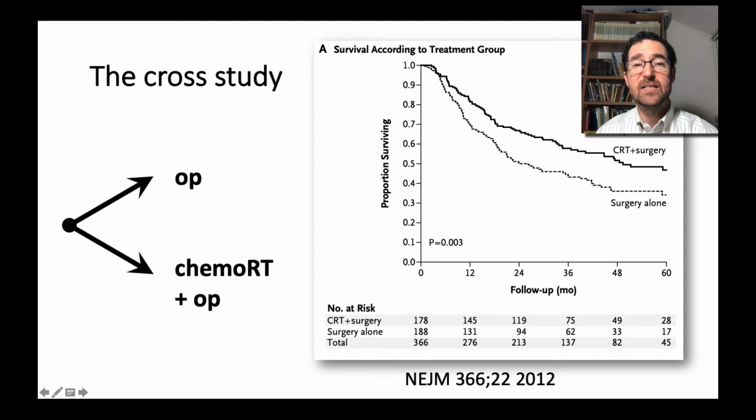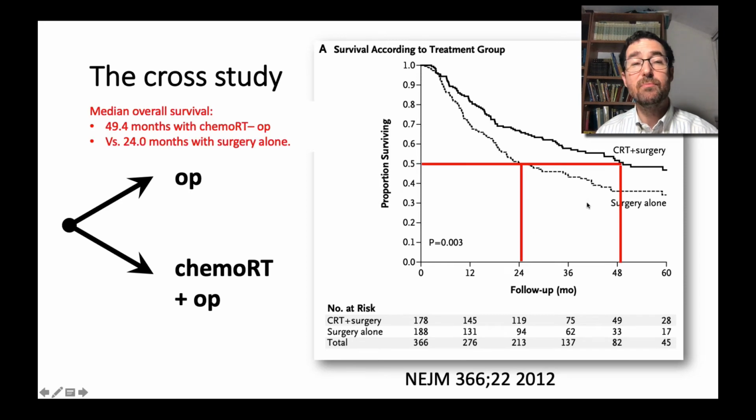The heavy black line is the experimental arm, the chemoradiation, and the dotted line is surgery alone. Here you can see in terms of median survival, and you read that by looking at the 50% figure on the y-axis. In those who underwent surgery alone, it was only 24 months, and of those who underwent chemoradiation, it was 49.4 months. So a big difference in median overall survival.